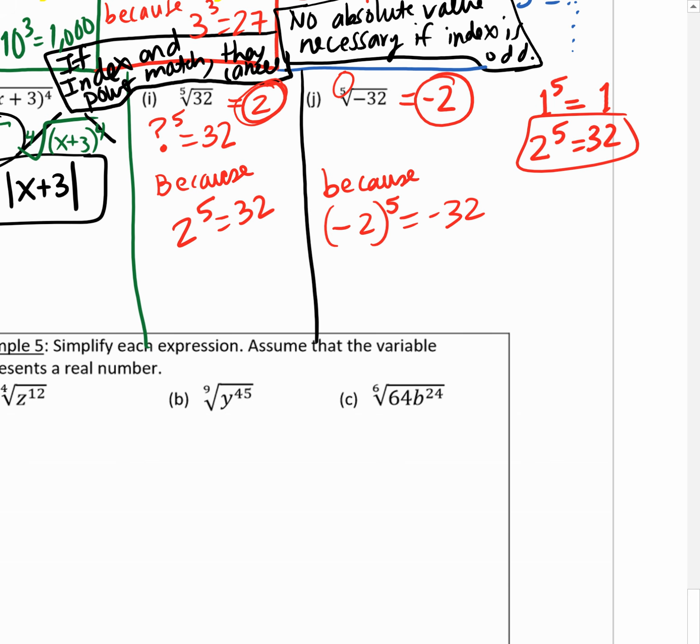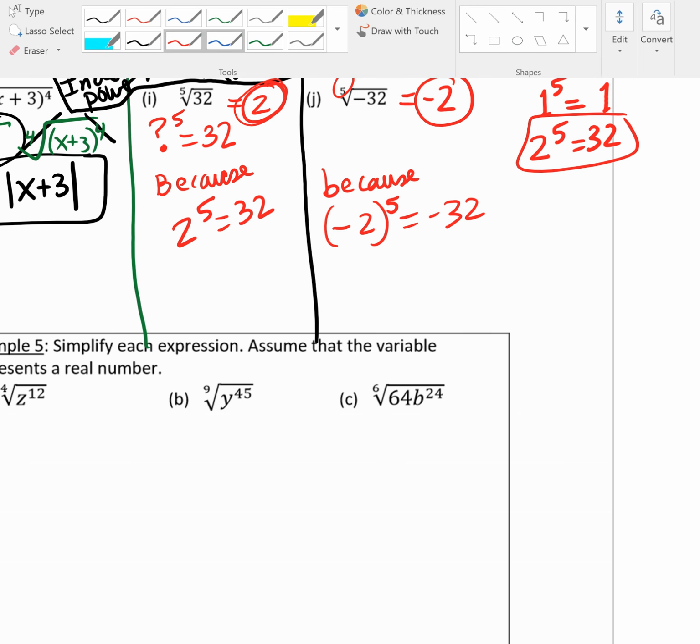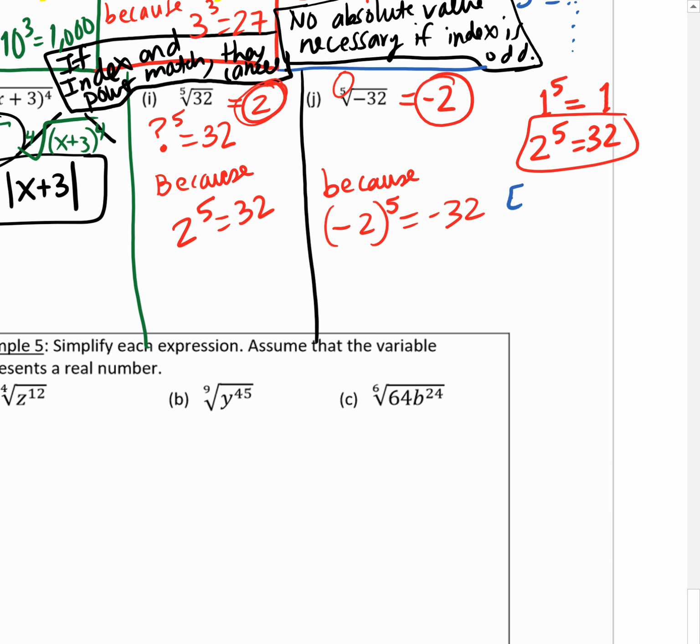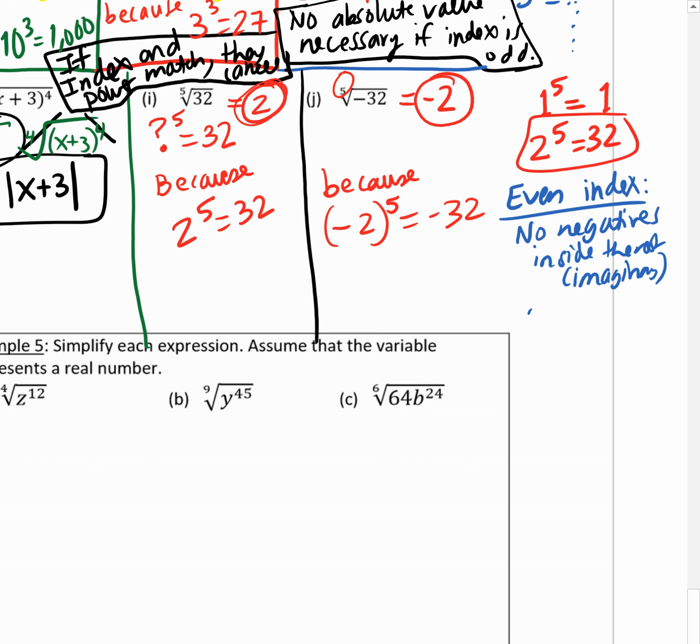So keep in mind, if you have an even index, we've already said this, but it's worth mentioning again. If it's an even index, like 2, 4, 6, 8, no negatives inside the root. If it is, it's imaginary. But if it's an odd index, like we have a fifth root, or if it was a 3rd root or 7th root, God forbid, the negatives are fine inside the root.